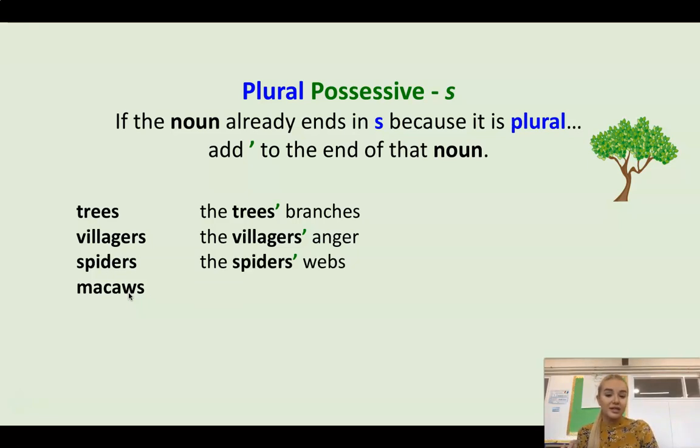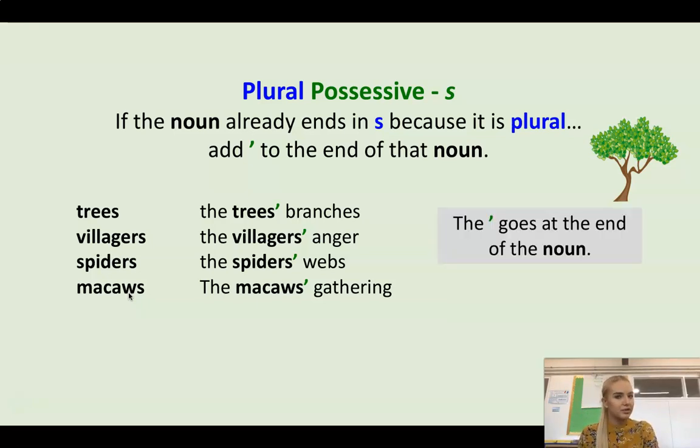Spiders then, the spiders' webs. We might say the spiders' webs because they might have multiple spiders who have webs. But if it's just one spider, then it would be apostrophe S, and that would be our singular possessive. And finally, the macaws' gathering. So we can see here that there's more than one macaw. They're having a gathering. That gathering belongs to them, so it's a possessive. And we can see here that for all of these nouns, because they all end in S, because there are multiple, more than one, they have to have just an apostrophe at the end of that noun. So that's a really important thing to remember.